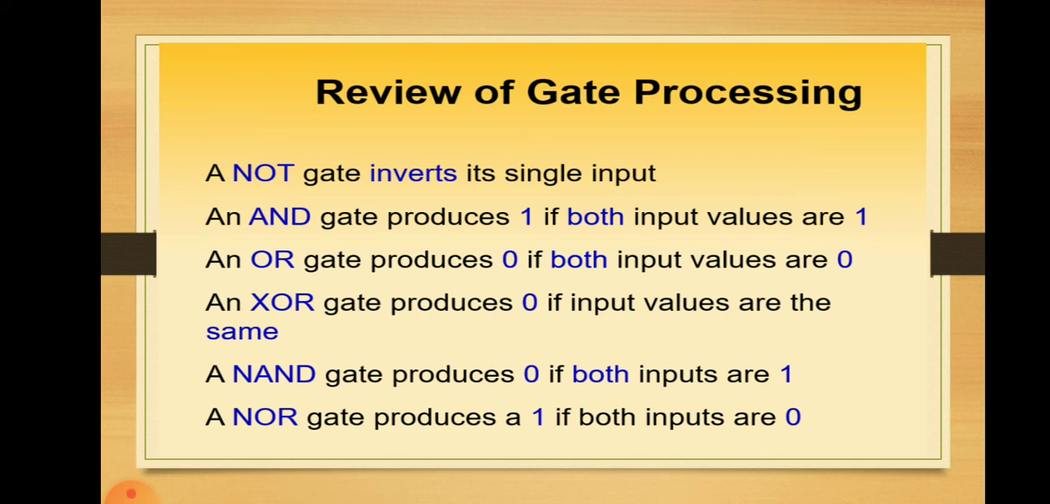A NOR gate inverts its signal input, an AND gate produces 1 if both input values are 1, and an OR gate produces 0 if both input values are 0. Then XOR produces 0 if input values are the same. A NAND gate produces 0 if both inputs are 1. A NOR gate produces 1 when both inputs are 0.